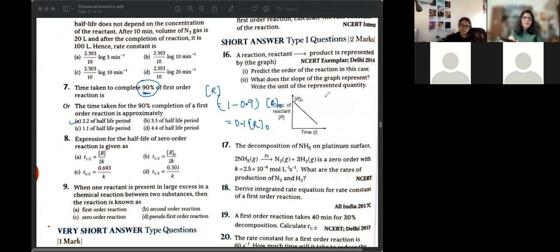So the way you figure it out is, to go from 100% to 50%, you have one half-life. Then from 50% to half of that, 25%, another half-life. Then 25% to 12.5%, 3 half-lives. So you want to complete 90%. So up to here, 100 minus 12.5, how much?